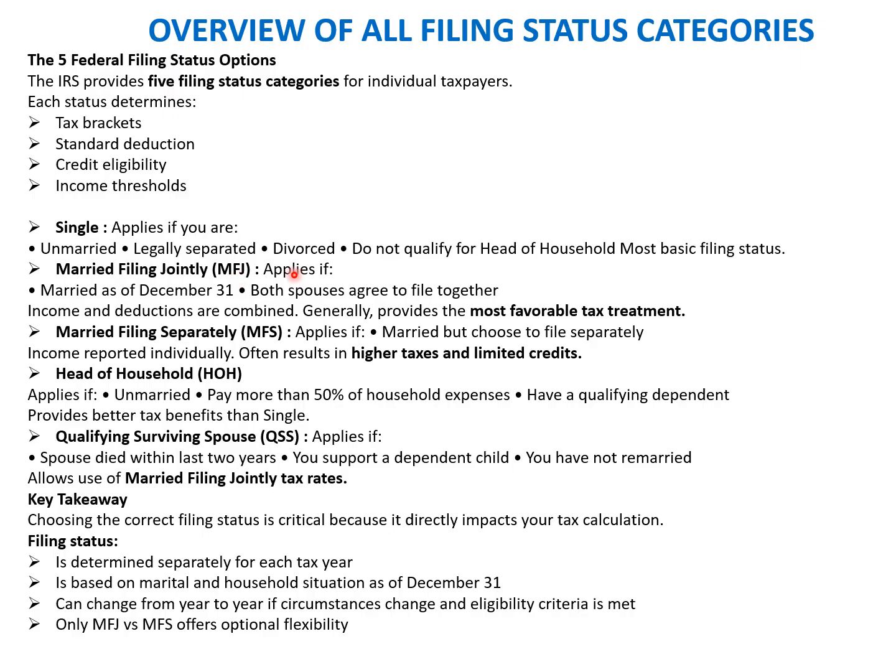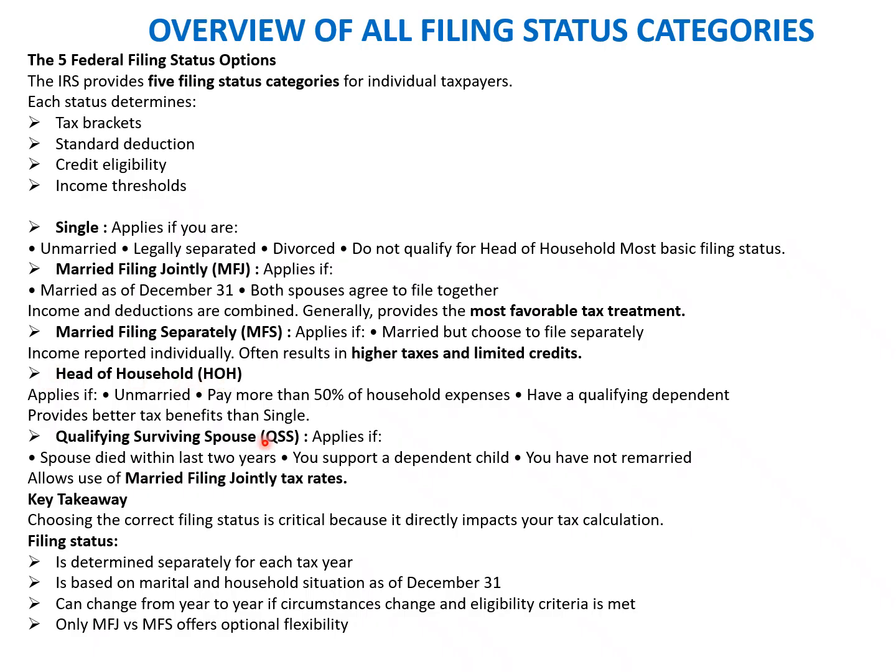Then we have married filing jointly, which is MFJ. It applies if married as on 31st December and both spouses agree to file the return together. Next is married filing separately. It applies if married, but they have chosen not to file jointly. They file the return separately even after getting married. Next is head of household.